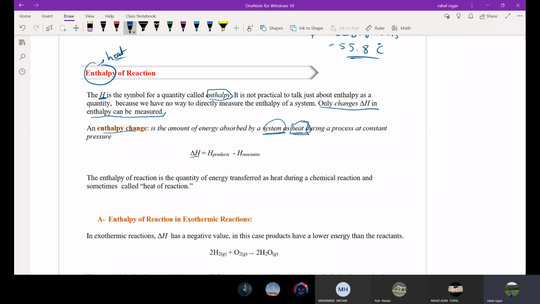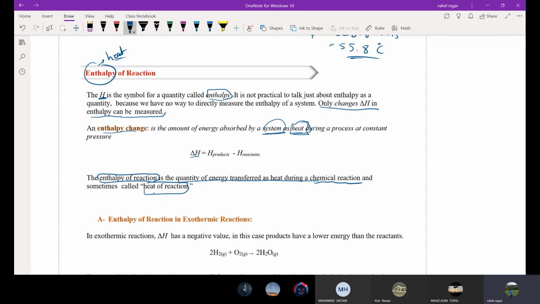But if it's for a reaction, we call it, this is also a definition, enthalpy of reaction is the quantity of energy transferred as heat during a chemical reaction. This one is not any system. This is special for chemical reaction. This is the definition. That's it. Quantity of energy transferred as heat during a chemical reaction. We can also call it heat of reaction. So we say enthalpy means heat, so enthalpy of reaction or heat of reaction.